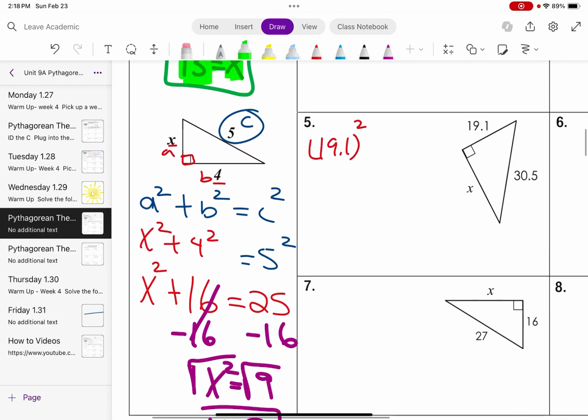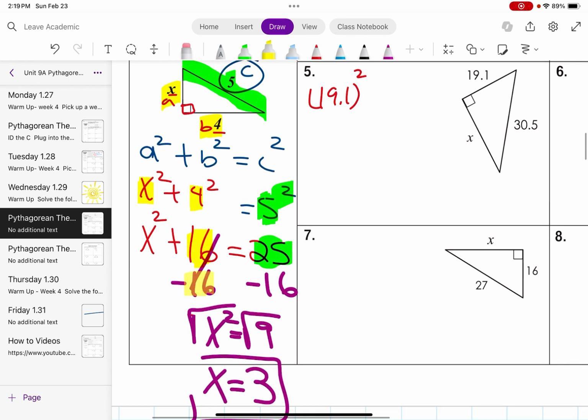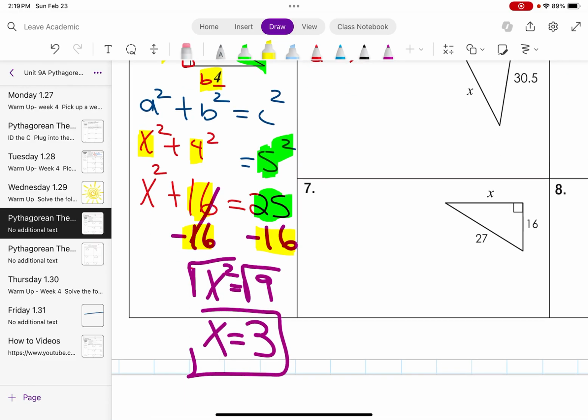Now, there will be times where that x, or that 5, would be the hypotenuse. So the x can move, okay? Don't just think that this is always going to be x. Right here we have 25, and your A happens to be the x, and the B happens to be the 4. Replace them, and then square them. In this case, we subtract 16 on both sides, and then square root it at the end, okay? And that's how we got 3 here.